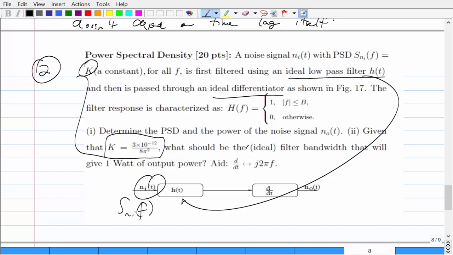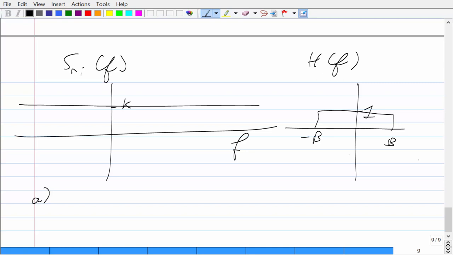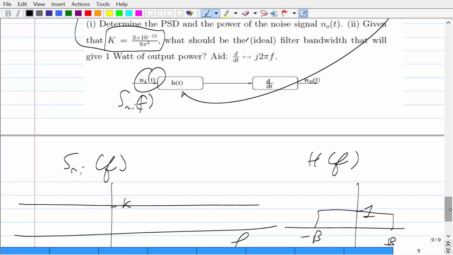Okay, so we have two things that we're going to do. Let's deal with the first one. Let's deal with part A. Okay, so part A. Let me call this point here x of t. So this would be the output of the random process after you put a low-pass filter in.